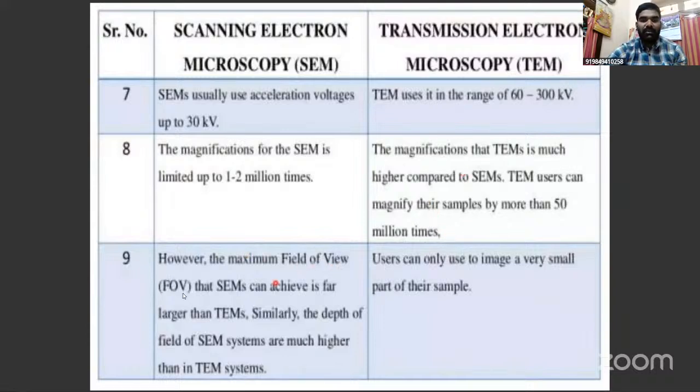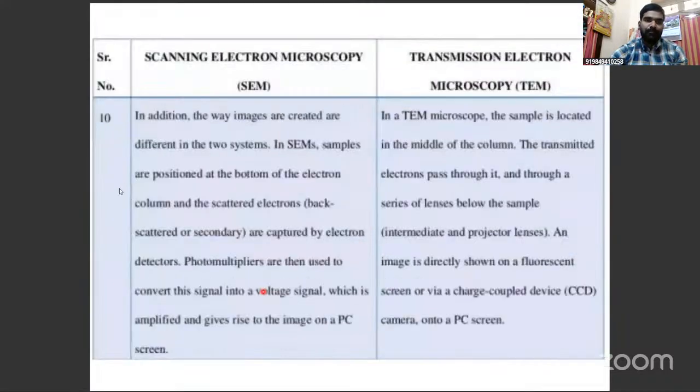However, the maximum field of view that SEMs can achieve is far larger than TEMs. Similarly, the depth of field of SEM systems is much higher than TEM systems. Users can only image a very small part of their sample in a TEM, so we can view only a small part of the sample. But there will be a larger maximum field of view for the SEMs.